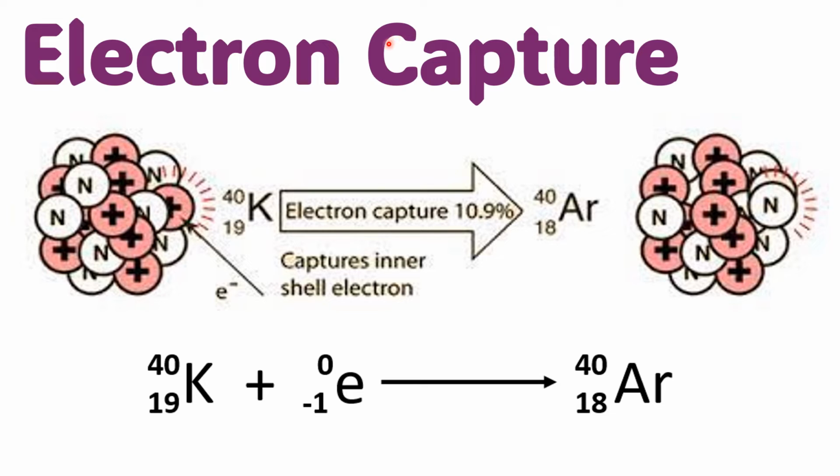Such a process in which an electron causes the conversion of a proton into a neutron, and also emits gamma radiation, is known as electron capture. So dear students, let us write the definition of the electron capture process.